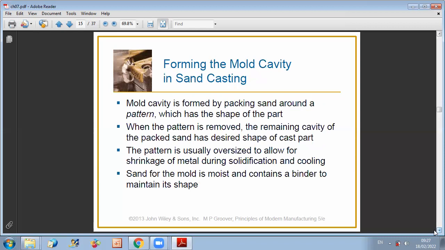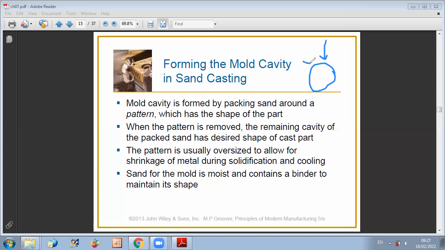Now, the mold cavity is formed by packing sand around a pattern, which has the shape of the part. Here they are telling you how to produce your mold. Let's say I want to produce a sphere of a certain dimension. So you bring a solid sphere of the dimension required, and then you start to pack sand around it. When the pattern is removed, the remaining cavity... in general here, for example, if you want to have a sphere, you cannot use an open mold, you should use a closed one. The idea is you put your sphere, then you pack sand in the cope and drag parts.